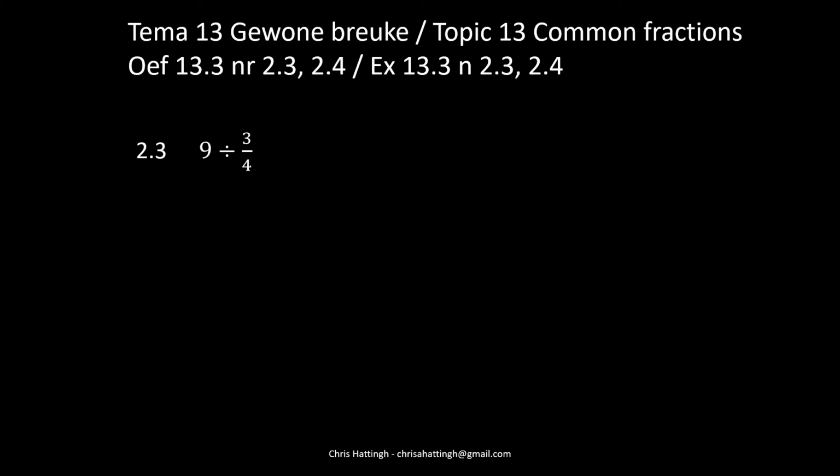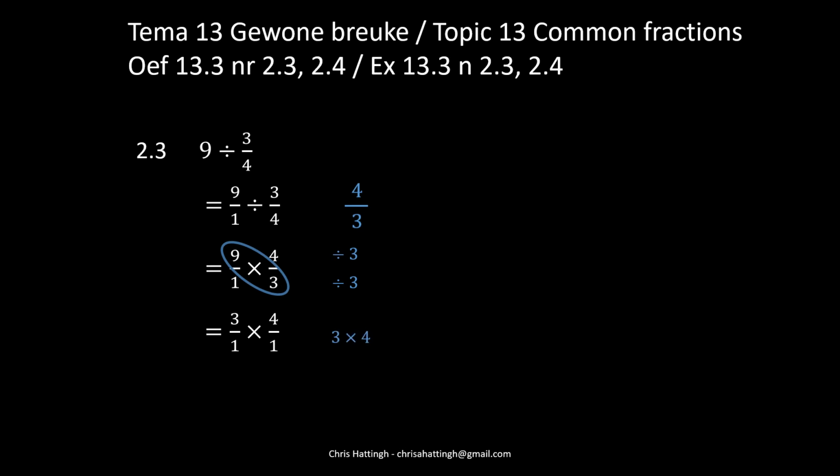Nine divided by 3 over 4. You're going to change the 3 over 4 to 4 over 3, and you're going to multiply with the 4 over 3. So it's going to be 9 times 4 over 3. You can simplify the 9 and the 3 by dividing by 3. So 9 divided by 3 gives you 3, and 3 divided by 3 gives you 1. So now you sit with 3 over 1 times 4 over 1, or just 3 times 4, and that gives you 12.